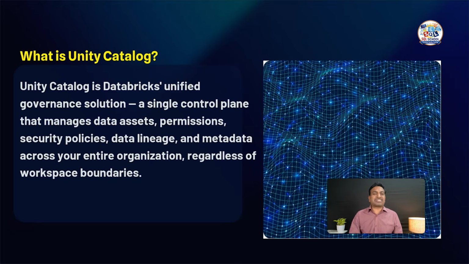From the two-tier architecture, the control plane should be used in our answer as an important keyword that manages data assets. Here data assets mean the schemas, the tables, the materialized views, the files, volumes, etc., permissions, security policies, data lineage. Lineage means the dependency, which semantic model or what model depends on which views, which tables, which files, etc. And the metadata across your entire Databricks organization, regardless of the workspace boundaries. It may be dev or UAT or prod, one single common controller, the Unity Catalog.